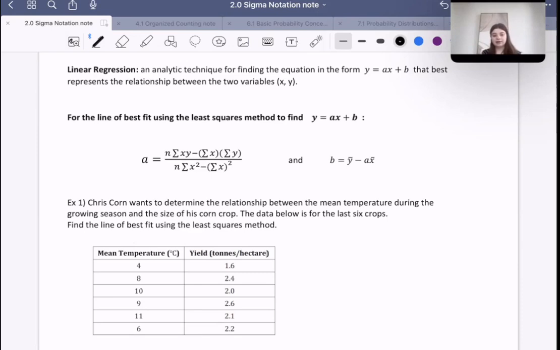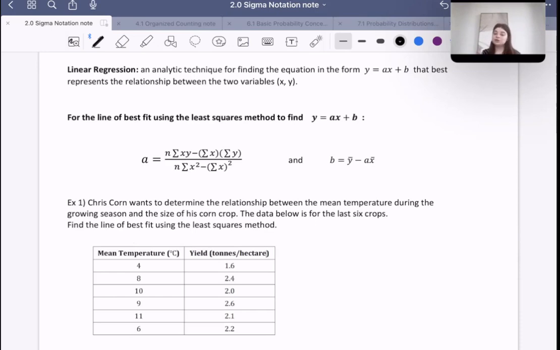For this line of best fit, we need to use the least squares method to find y equals ax plus b. First, a, the slope, would be n, the number of points, times the sigma xy, minus sigma x times sigma y, over n times sigma x squared minus sigma x, squared. And then b is going to be the average y value minus a times the average x value. That's how we're going to find the b value.